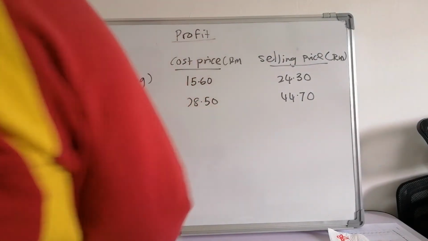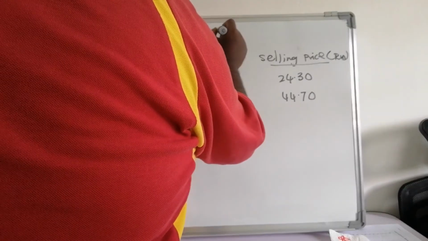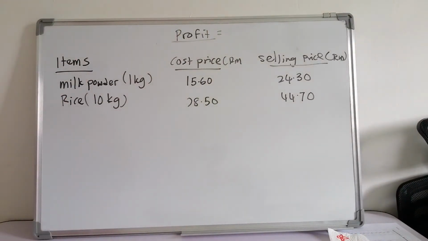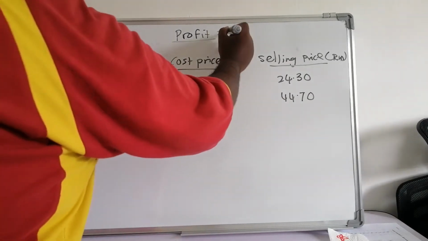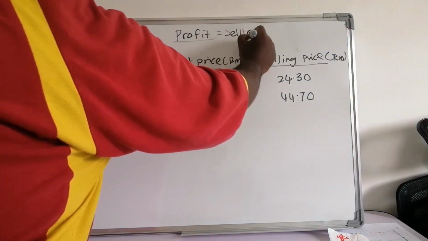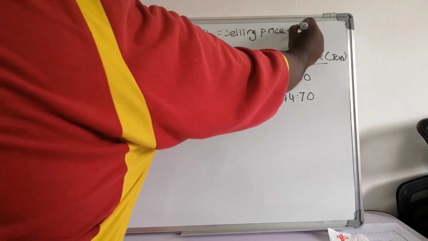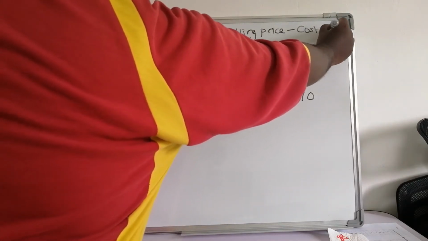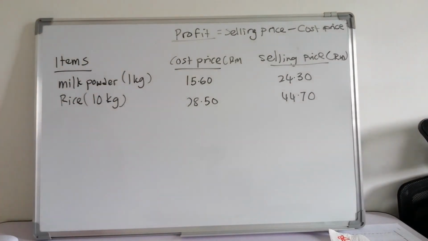As I told you in class, profit has a formula. What is the formula of profit? Profit is equal to selling price minus cost price. This is the formula of the profit. So in order to find out the profit, we have to subtract cost price from the selling price. For that, we have to know what the selling price and the cost price are.